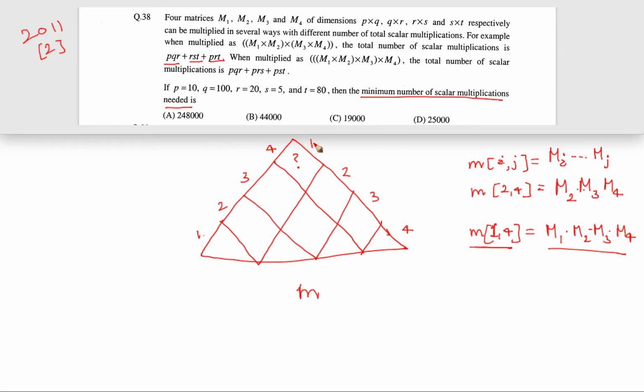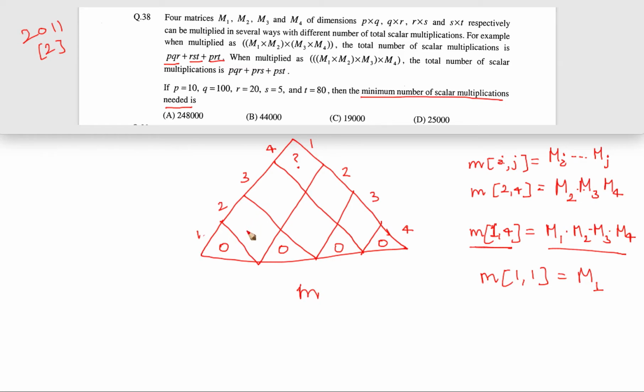What is this cell? M1 comma 1. Basically, this is M1 comma 1, which in that sense is simply M1. So there is no multiplication happening, and the total number of scalar multiplications is 0. So the minimum is also 0. Basically 2 comma 2, 3 comma 3, 4 comma 4, everything is going to be 0. Let's come back to this M1 comma 2.